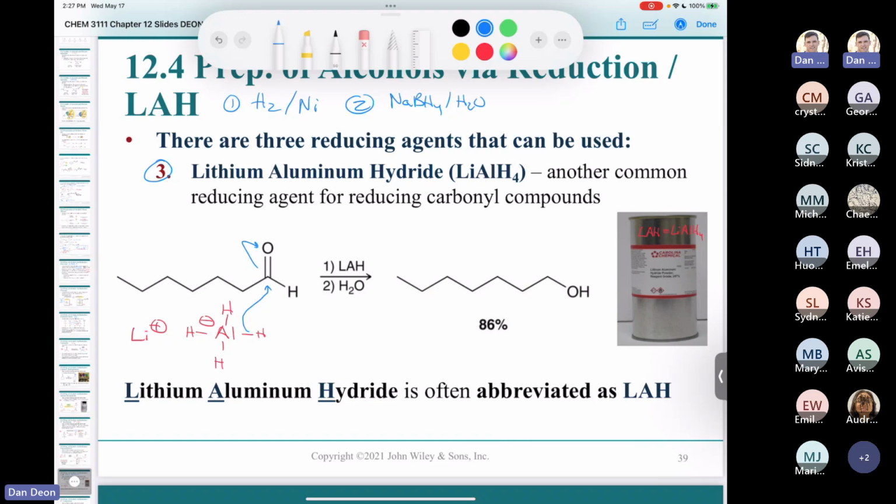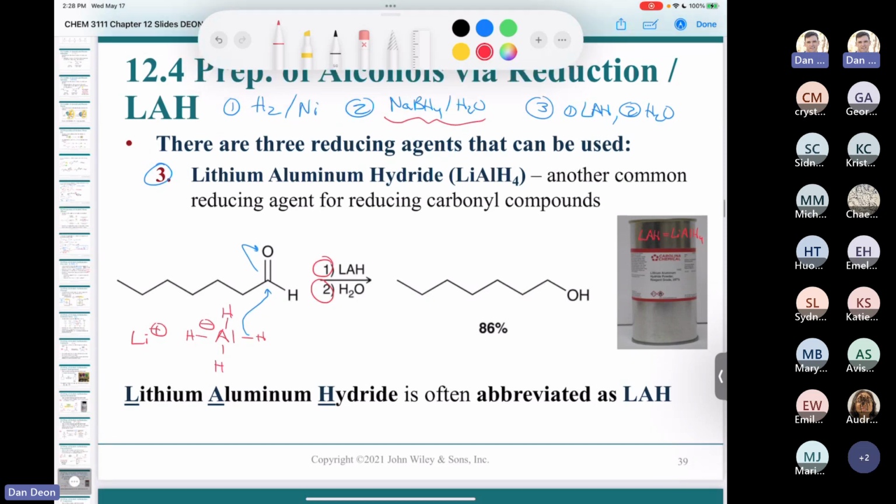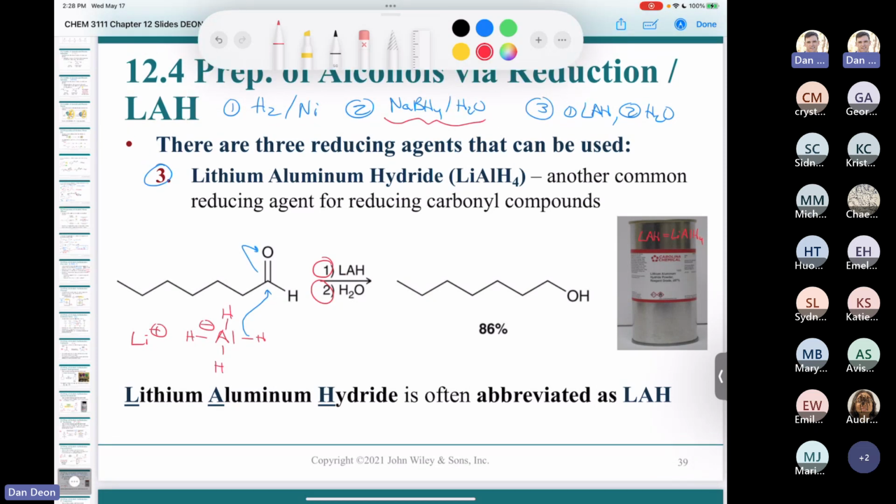The difference is that lithium aluminum hydride is so reactive that it can actually cause a fire if it comes into contact with water. That's why we have to do this reaction in 2 steps. Step 1 is LAH, and step 2 is H2O. Notice that for sodium borohydride, we combine the water and the sodium borohydride, but with lithium aluminum hydride, we cannot do that. It's a 2-step process when we use lithium aluminum hydride, so we abbreviate that LAH.